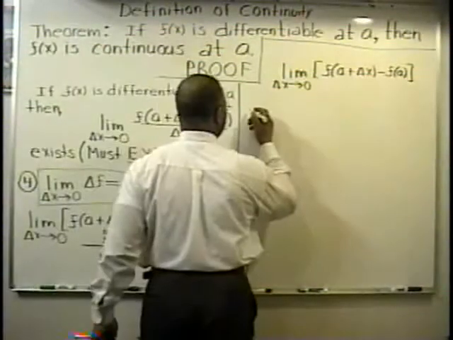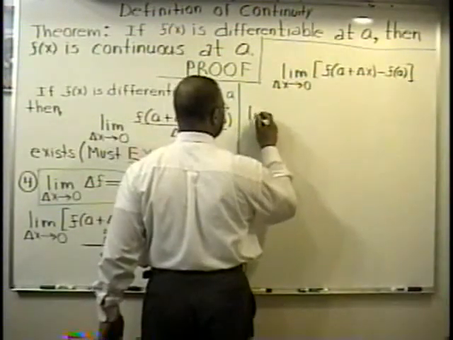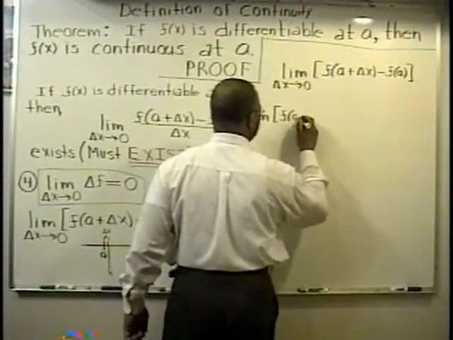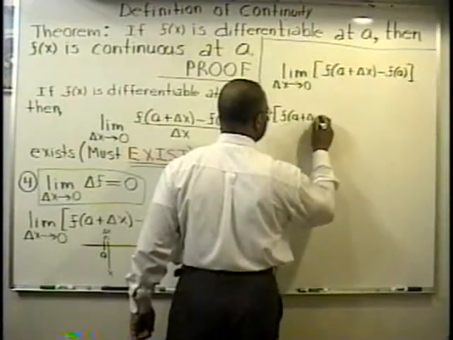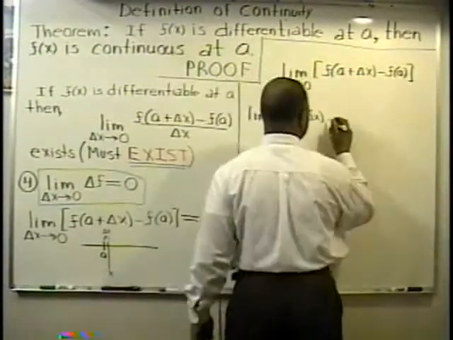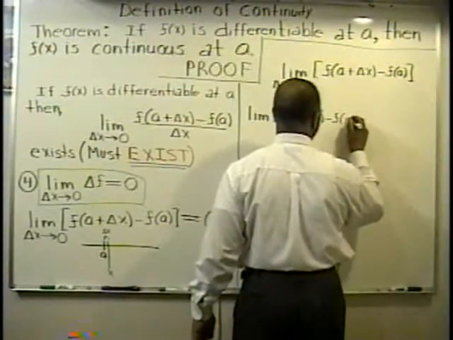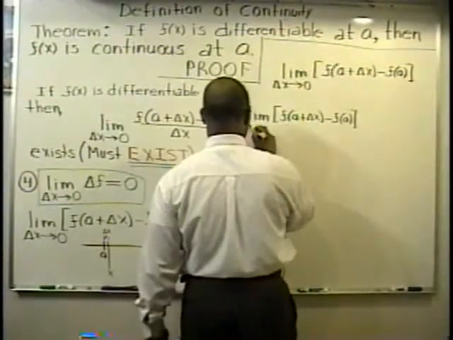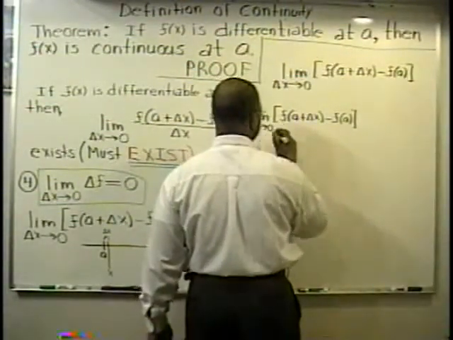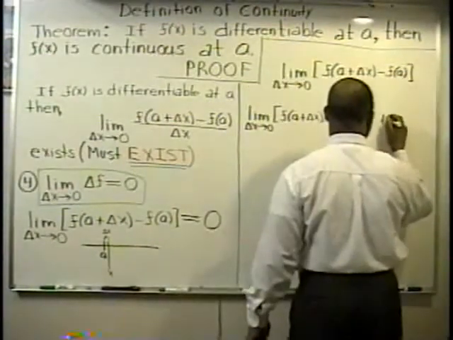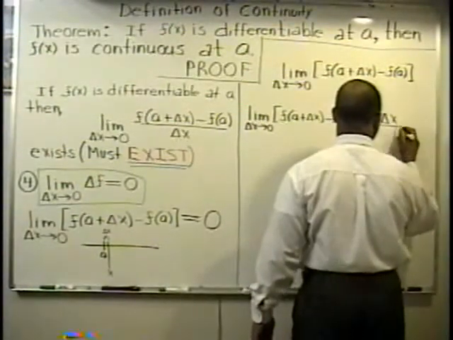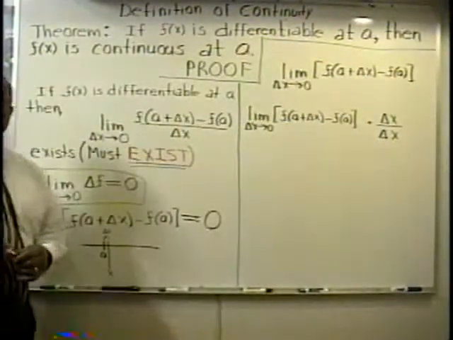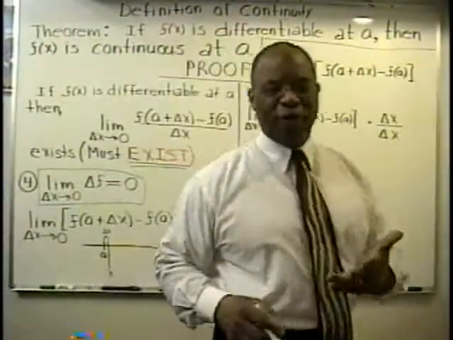Next step, I'm going to take the limit of f of a plus delta x minus f of a, as delta x approaches 0. Now I'm going to multiply this times delta x over delta x. That's still 1. So I'm using the concept of equivalent fractions.